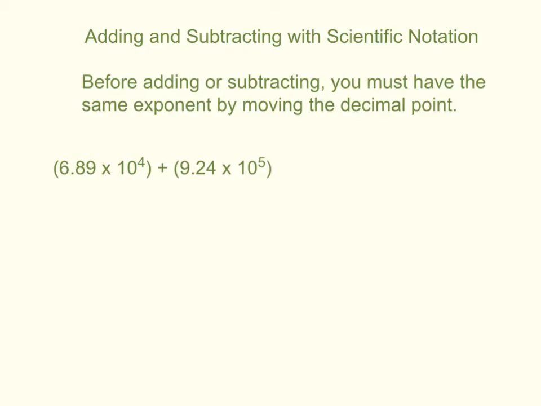So we can either change 10 to the 4th power or 10 to the 5th power. I'm going to choose to change 10 to the 5th power. What I want is a 10 to the 4th. That way it'll be the same as the first addend. So in order to get 10 to the 4th, I'm going to move my decimal point one place to the right. So it would become 92.4. And then since I moved it one place to the right, it would be 10 to the 4th power. When I move it to the right, my exponent goes down. When I move my decimal point to the left, my exponent goes up. That's kind of the rule we're working with here.